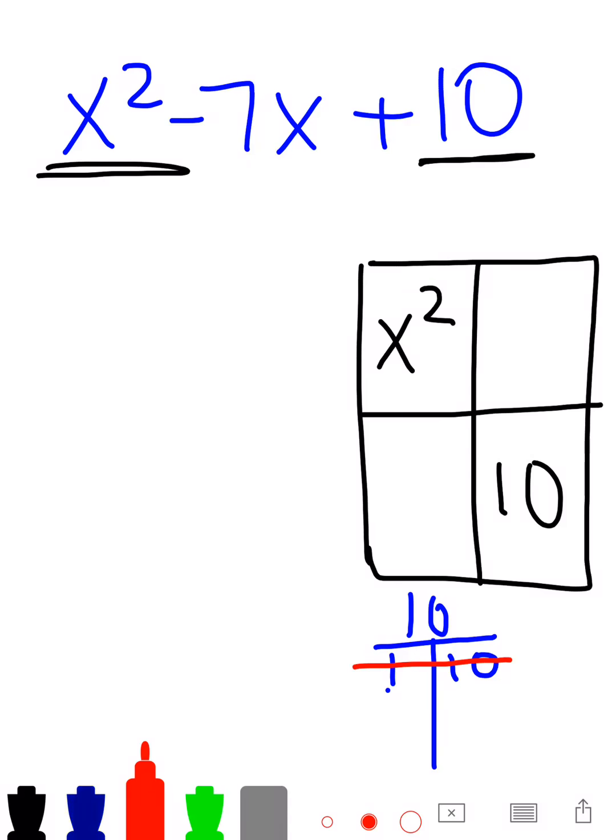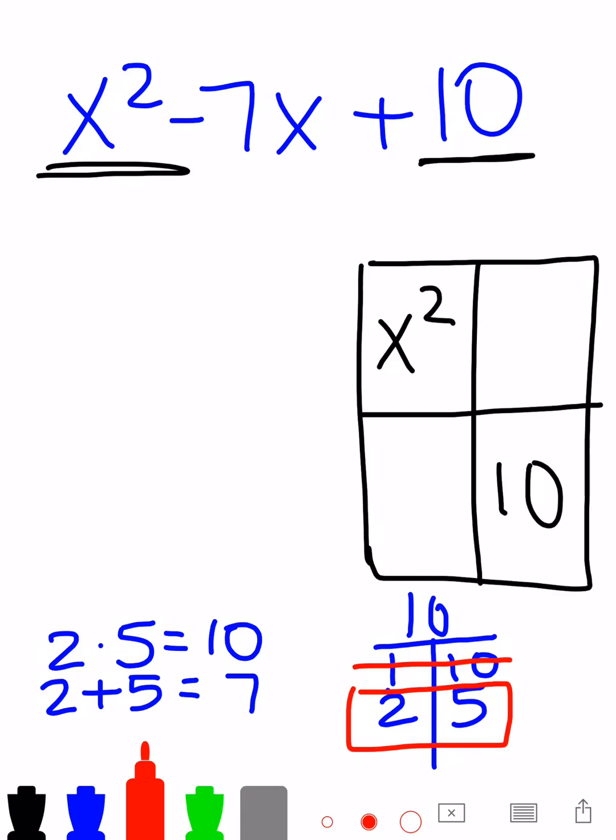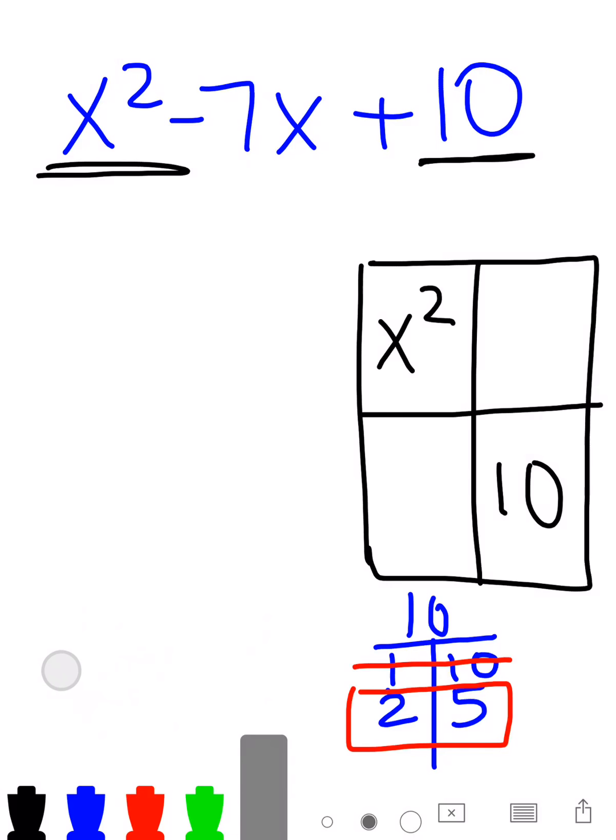Okay, let's go to number 2. What times 2 will give me 10? Well, 5 will. 2 times 5 equals 10. 2 plus 5 equals 7. Looks like I found my factors. I can stop there. Now we just have to figure out if we're going to be using 2 positive numbers, 2 negative numbers, or a positive and a negative.